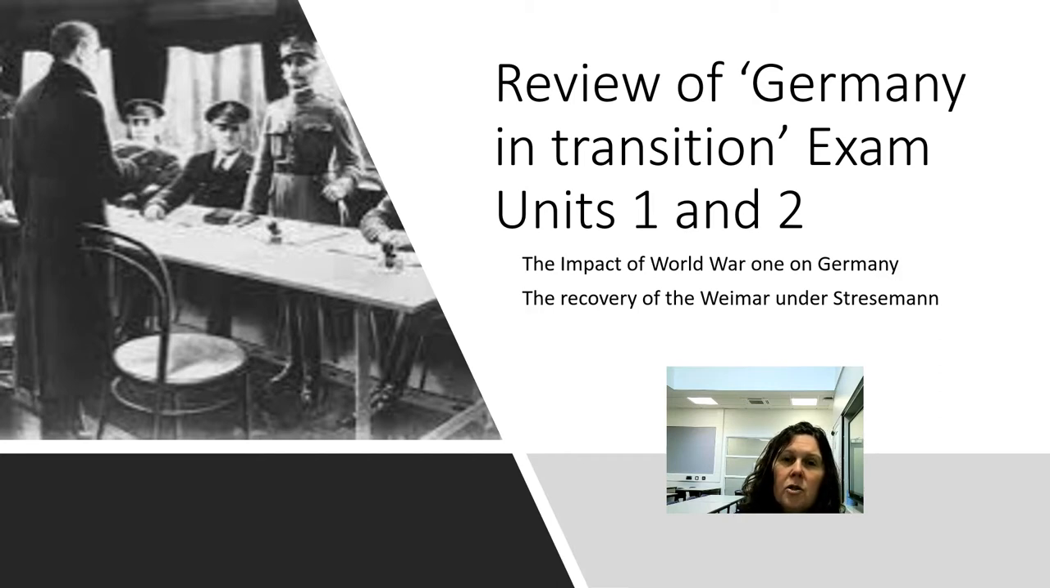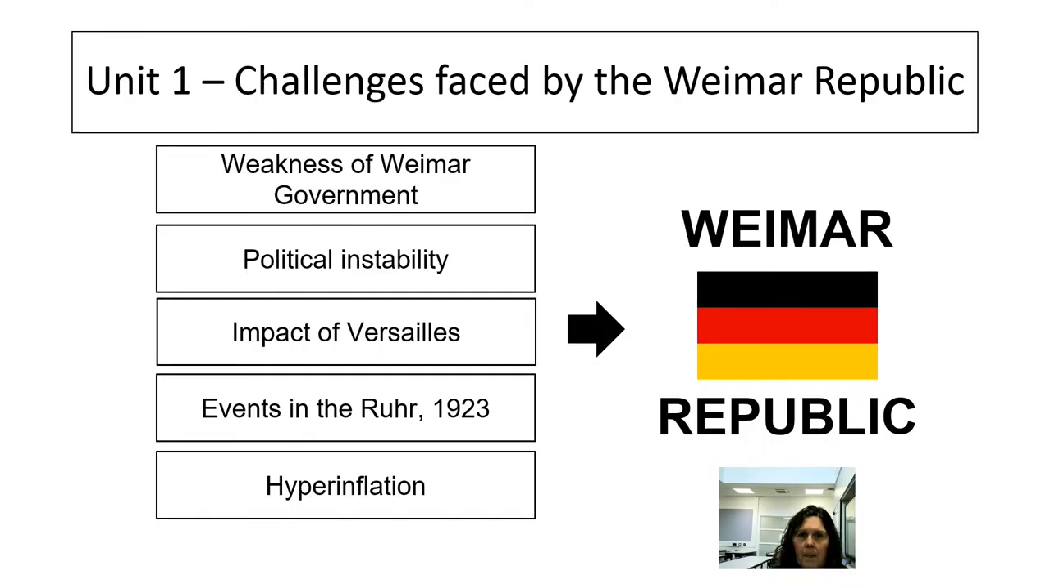Units one and two on Germany were the impact of World War I on Germany, and secondly, the recovery of Weimar under Stresemann. Some of this I did in class, some we did in lockdown. Either way, you need to be familiar with it. Just a few quick reminders then, guys. This is a nice little summary that you might want to write down, and maybe start making revision resources. This might be useful for you to put in a folder, for example.